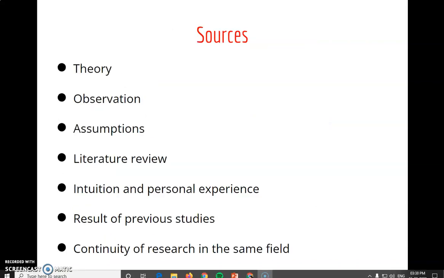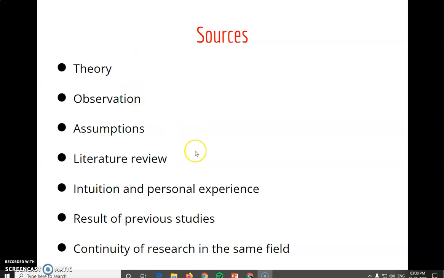The next is sources of hypothesis, and the sources include theories, observation from the researcher's point of view, assumptions regarding his research studies, literature reviews, intuition, personal experience, previous studies experience, and continuity of research in the same field, that is field of experience. So these, field of experience, previous studies, personal experience, intuition, literature, theories, all these things are the same as the sources of research problem.